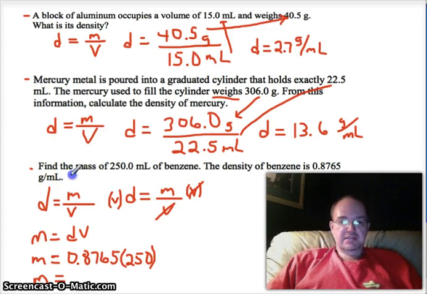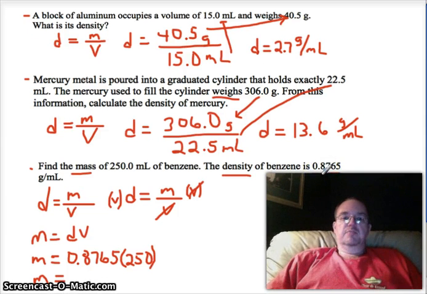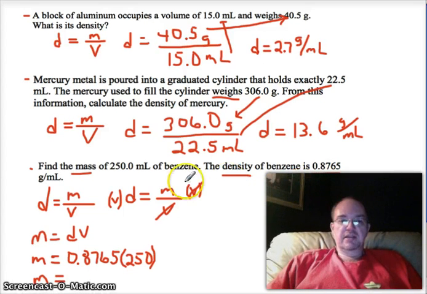Here's something a little bit different. Find the mass of 250 milliliters of benzene. The density is something we already know. The density of benzene is this. And you know, it's an easy Google search to find what typical densities are. And this is a problem you might find with something like that, is finding the mass or finding the volume.